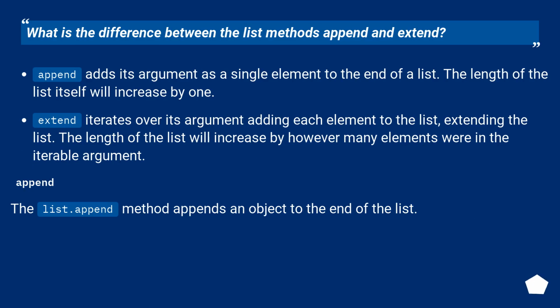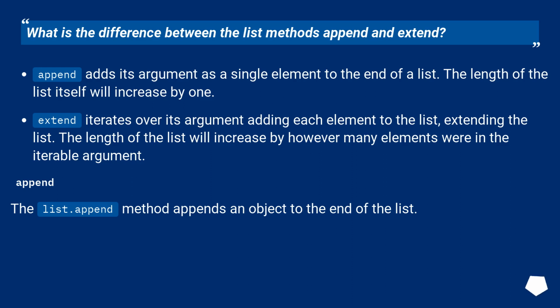What is the difference between the list methods append and extend? Append adds its argument as a single element to the end of a list. The length of the list itself will increase by 1. Extend iterates over its argument, adding each element to the list, extending the list. The length of the list will increase by however many elements were in the iterable argument.